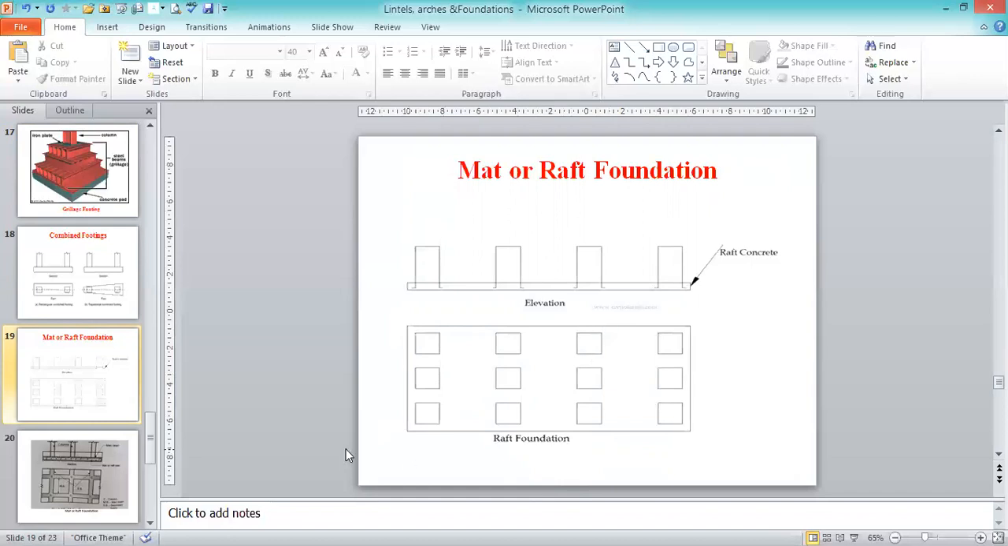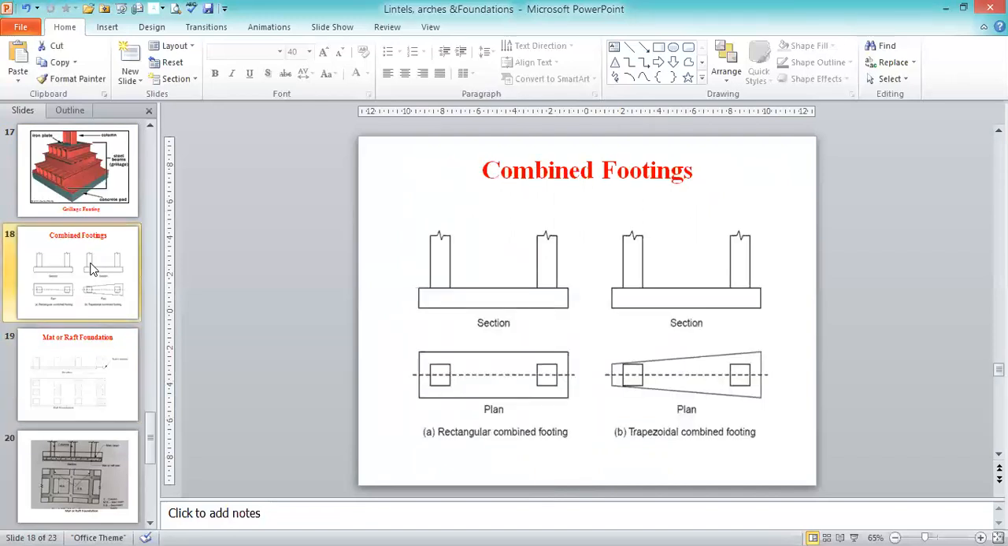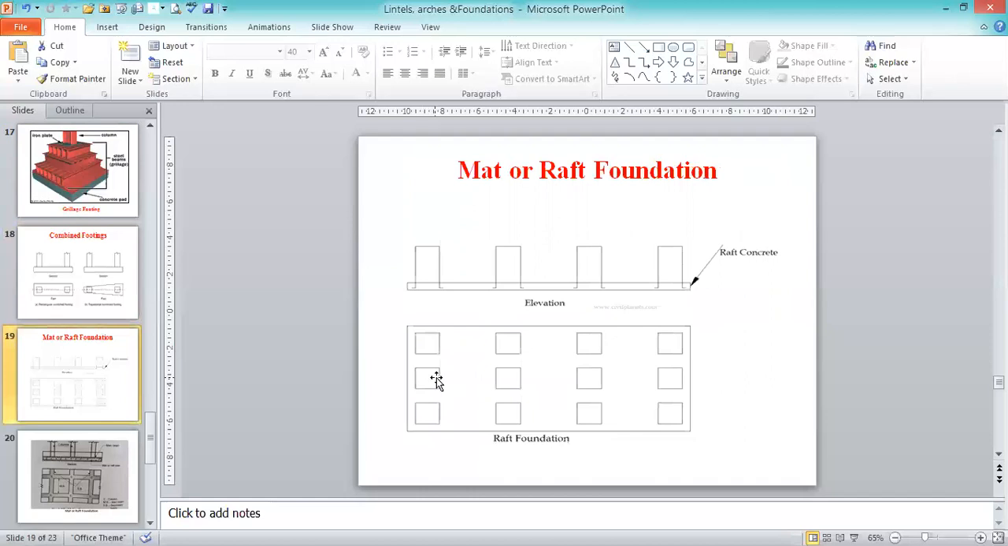Raft means it covers the entire building with many columns. In the previous case we had fewer columns, so we went for the combined footing. A combined footing is two, three or four columns together with one footing, and here it is maximum, like a mat. We spread a mat over however much space is occupied, and providing the footing over that much space is called a mat or raft foundation.